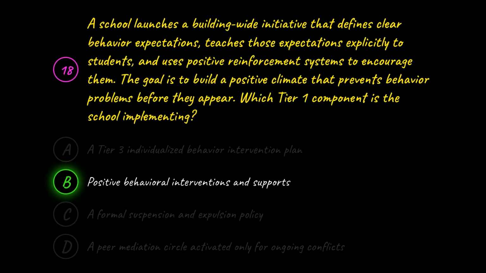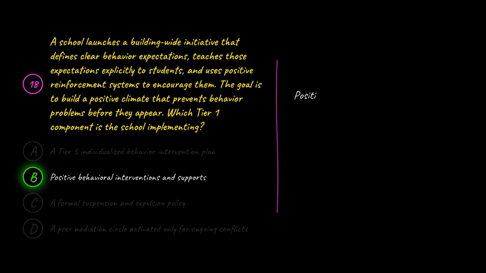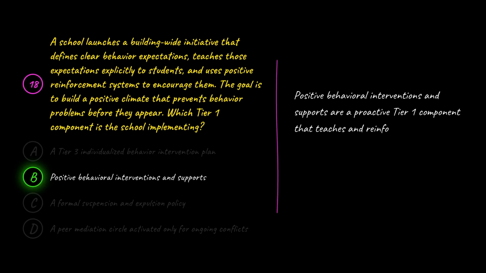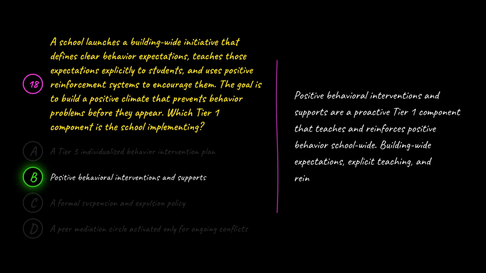The correct answer is B. Positive behavioral interventions and supports. B is correct because positive behavioral interventions and supports are a proactive Tier 1 component that teaches and reinforces positive behavior school-wide. Building-wide expectations, explicit teaching, and reinforcement systems describe this approach directly.